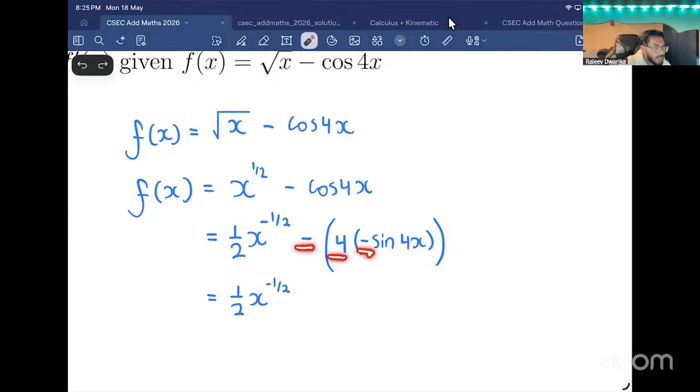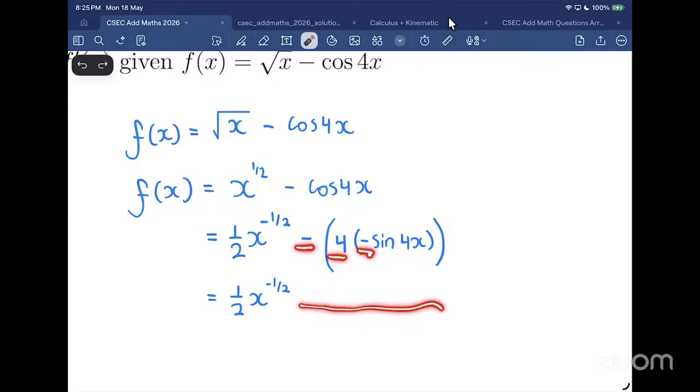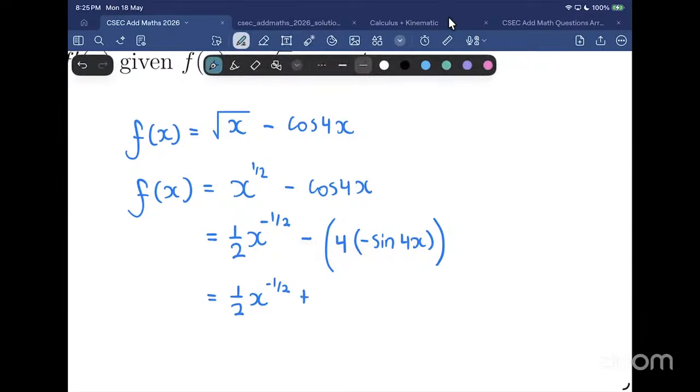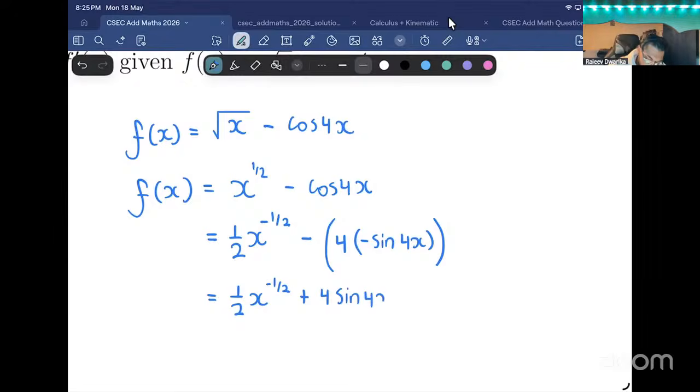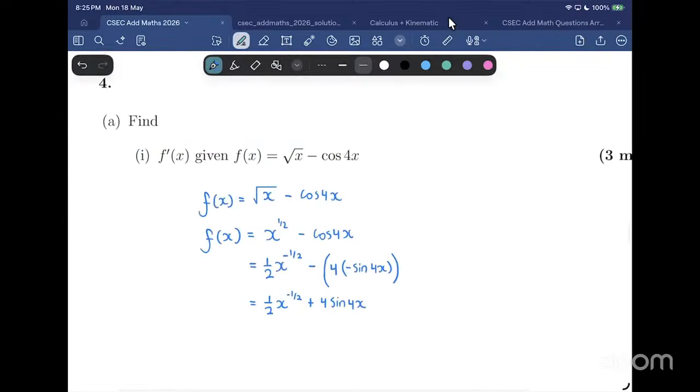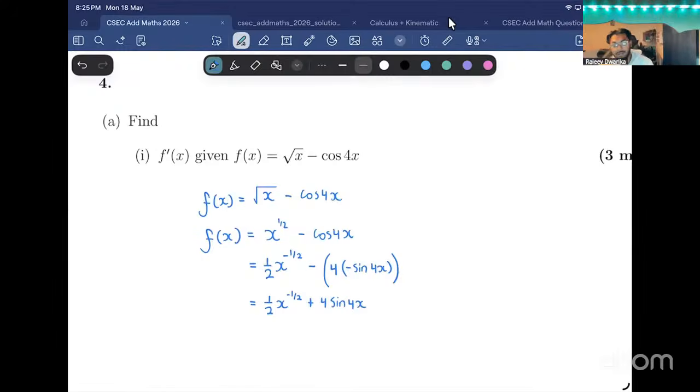So it's a negative by negative, a positive. So it just works out to be plus 4 sine 4x. Yep, that's literally it. That's the end of the question. And this would be your first derivative, f prime x.